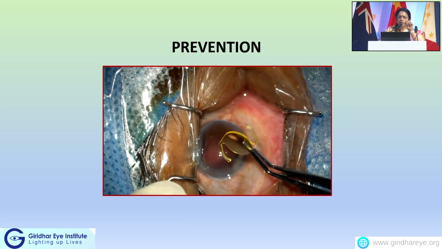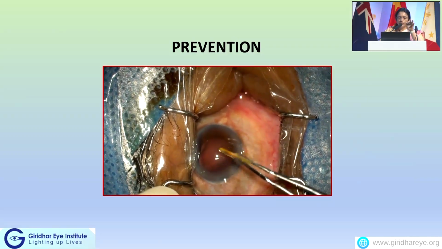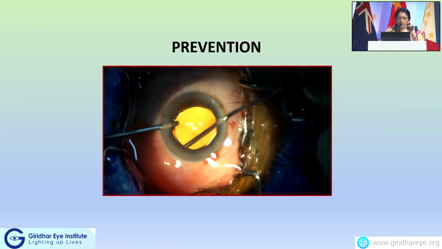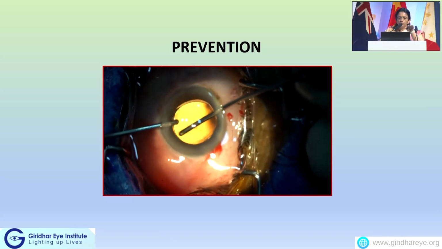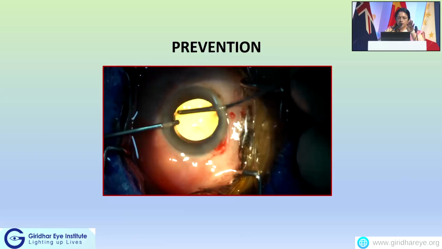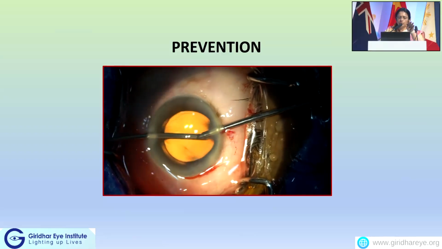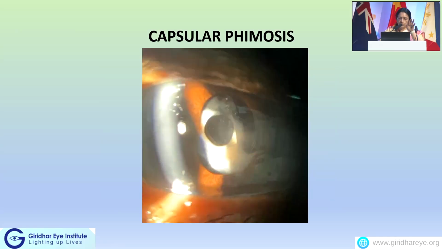Now this square truncated edge of the modern IOLs will prevent migration of the lens epithelial cells from the equator to the center, reducing PCO. Also, the in-the-bag placement of the IOL will prevent adhesion between the anterior capsulorhexis margin and the posterior capsule. And also a good capsule polishing will remove the residual lens epithelial cells, reducing PCO.